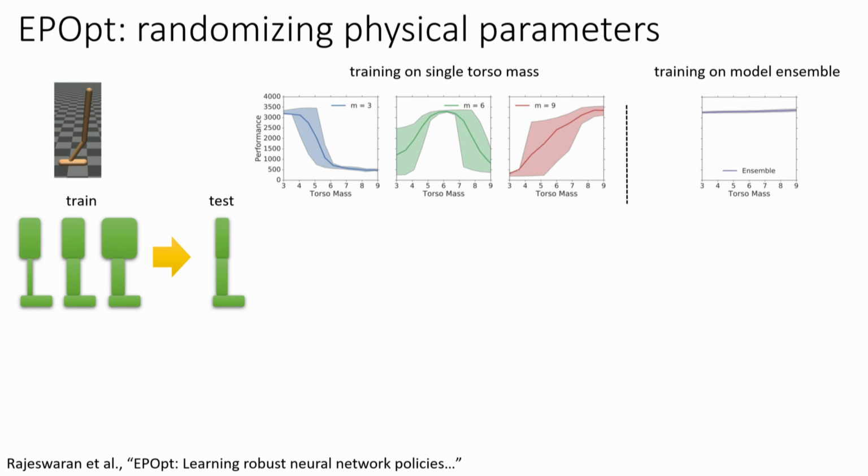So what this curve is showing is a policy of the same exact size as these policies, trained on an ensemble of masses. The distribution of the ensemble is given by this Gaussian. So it has a peak over here at 6.5, and then a little bit of variance. And the purple line shows performance across different masses. And what you can see there is that the purple line is at the same height as the best performance for each of these three.